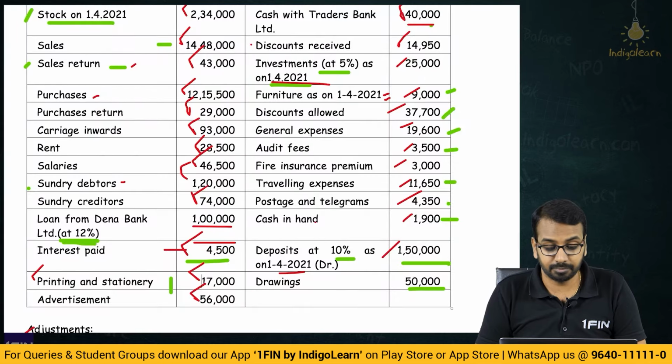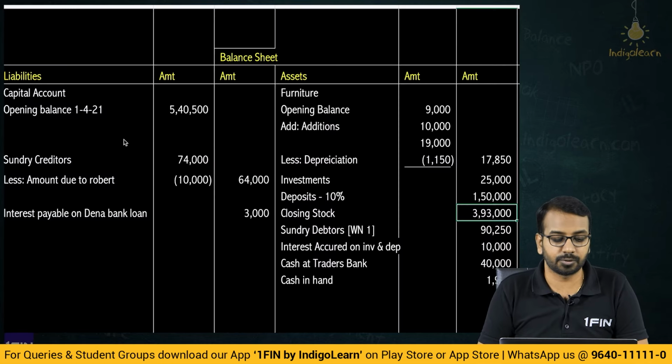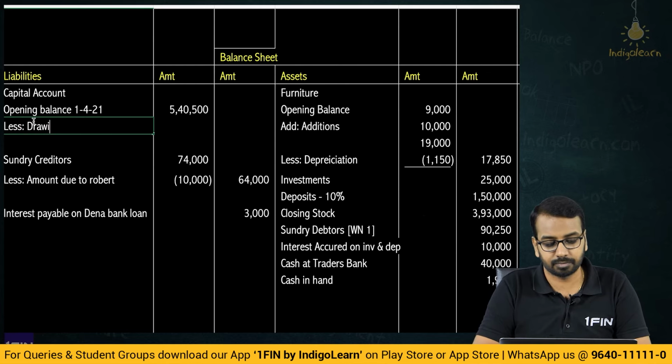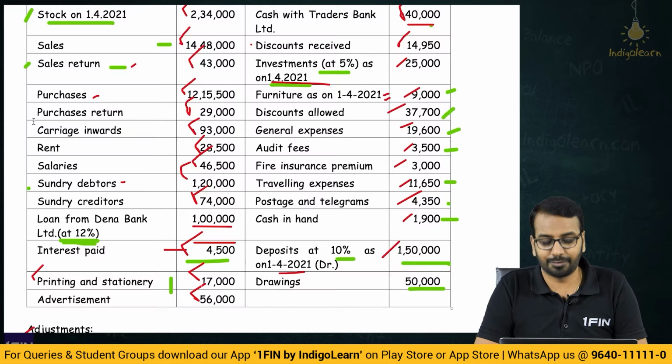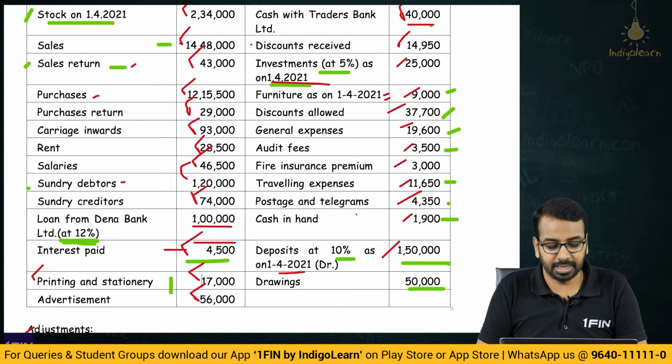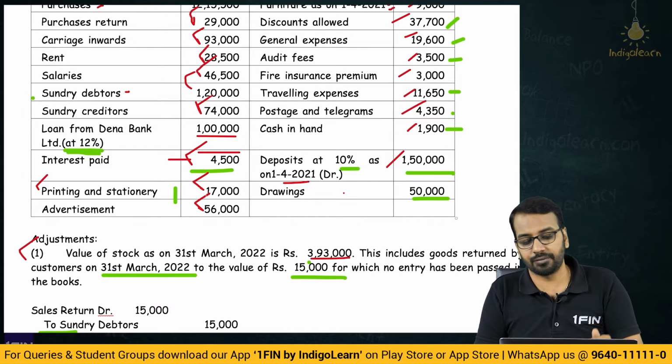Okay, then drawings 50,000. So this goes off from here. Capital side less drawings. How much? 50,000. So we'll reduce 50,000 of drawings. Then, so we have considered all the information in the question.